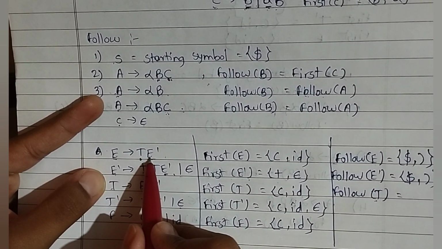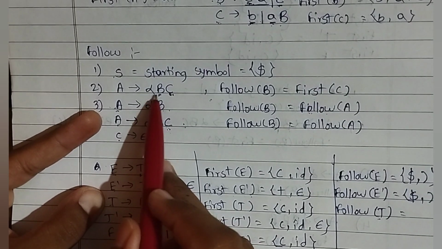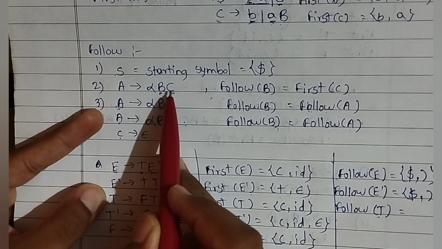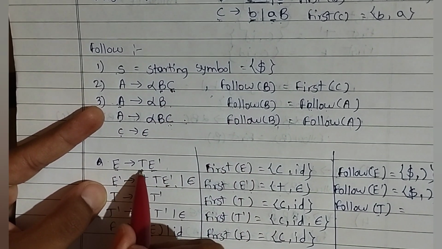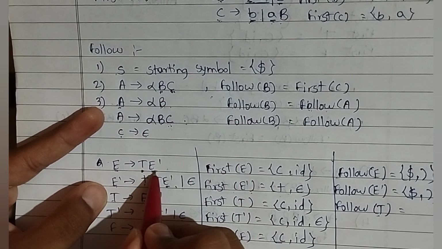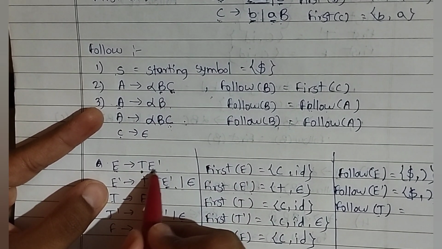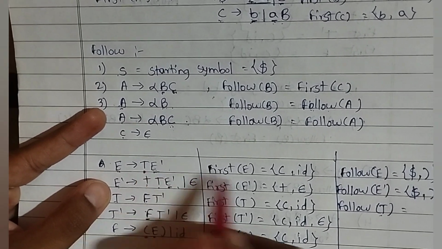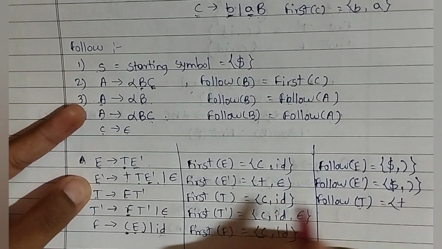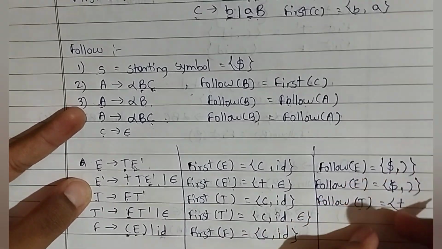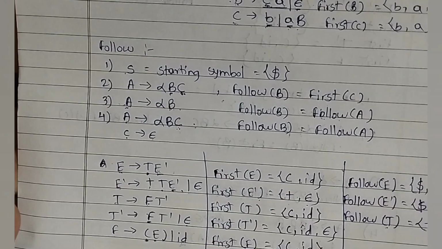So we find out if this is the condition, means B is followed by C and C is the non-terminal, then we find out the first of C. So same here, this T is followed by E dash. E dash is non-terminal, so we find out the first of E dash, and first of E dash is plus and null. So here we write plus, and always remember in our follow we do not consider the null.